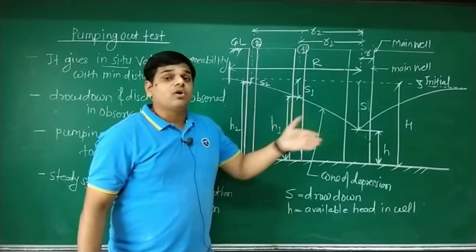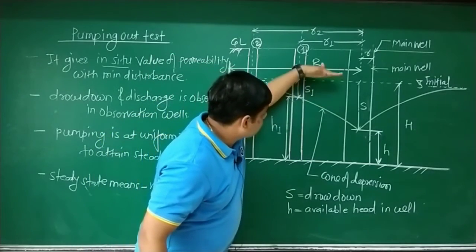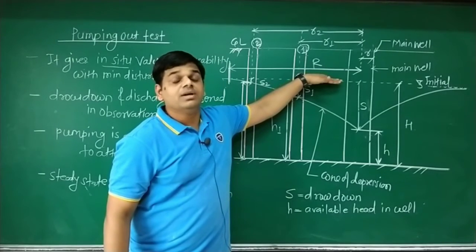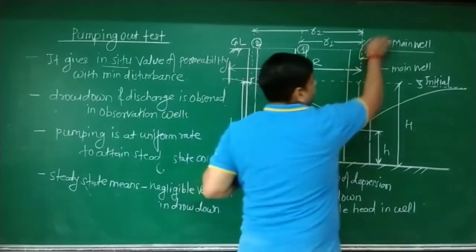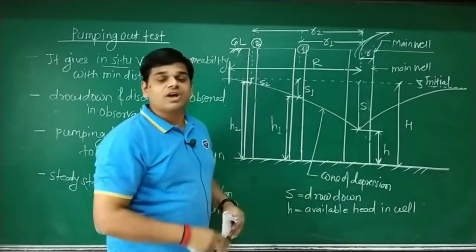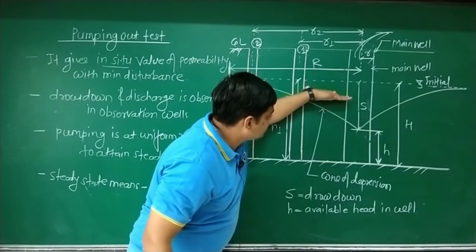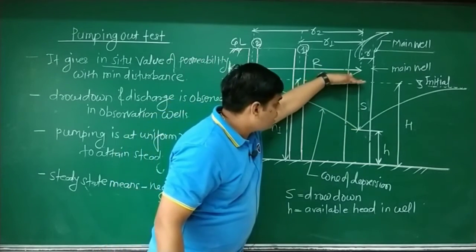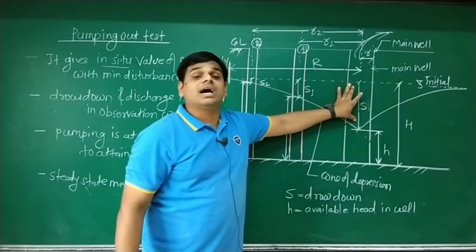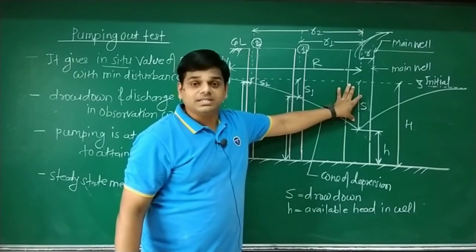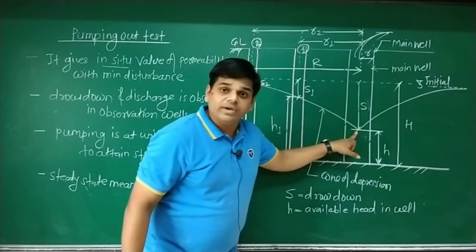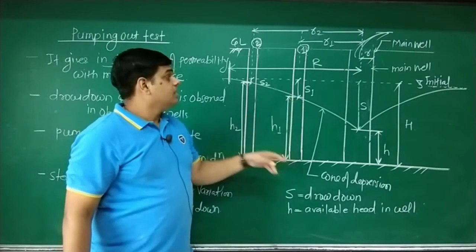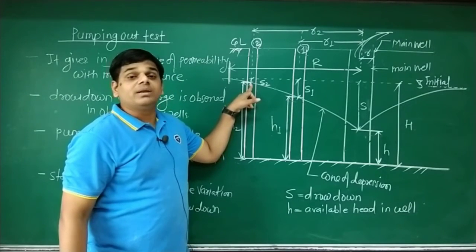How to identify drawdown? The dotted line by white color chalk is the initial water level in the ground. When we start extraction of water by using the pump, when water gets extracted, this level slowly decreases. That decrease in water level with respect to the initial one, that height, is called drawdown, denoted by symbol S. S is the drawdown in the main well. Similarly, S1 is the drawdown in observation well number 1, and S2 is the drawdown in observation well number 2.